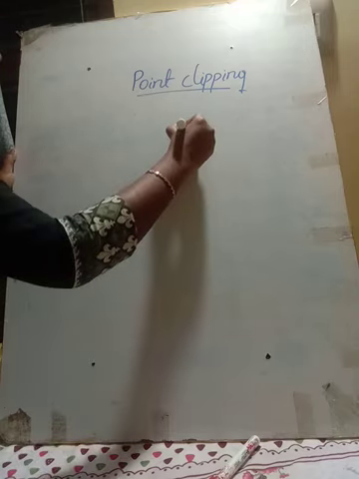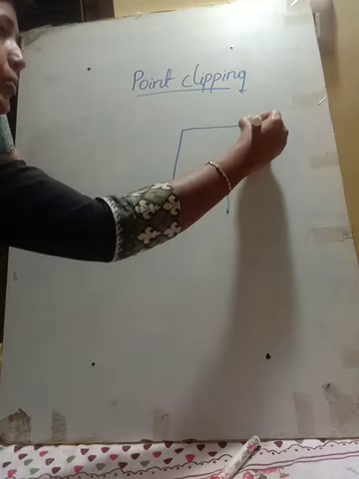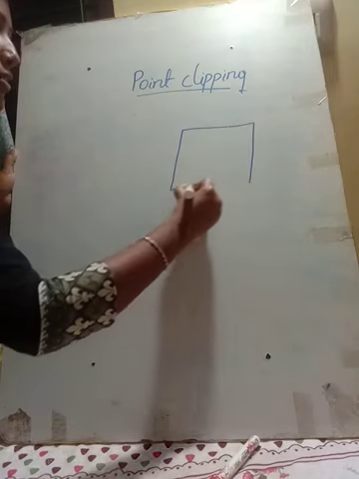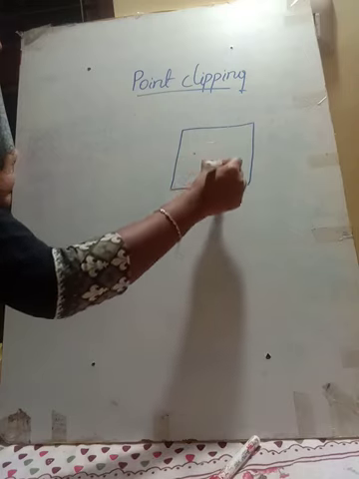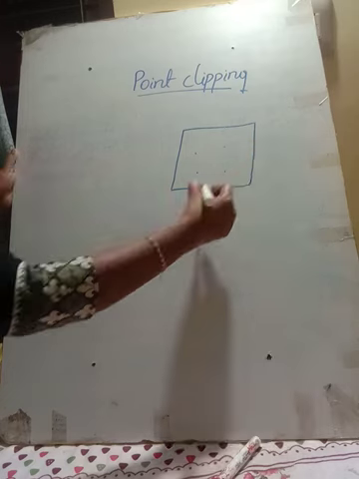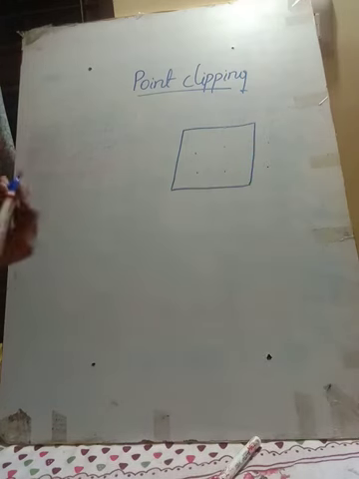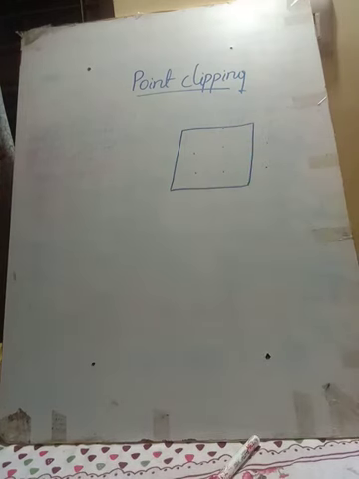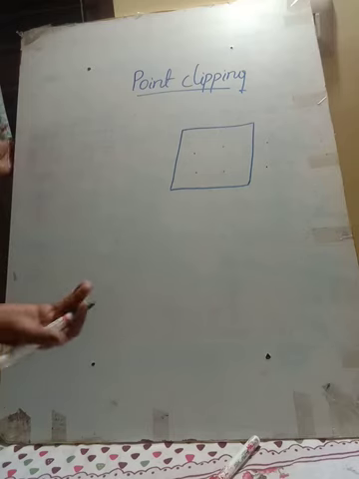How can we consider the example of point clipping? That is only to check the conditions. Now again we'll consider a window, with a number of points within the window and outside the window also. We'll take any one point outside the window and any one point inside the window.